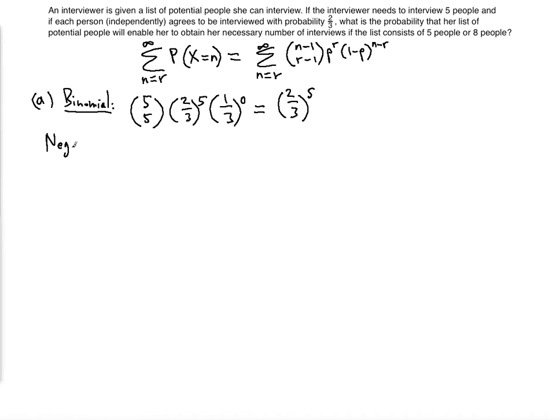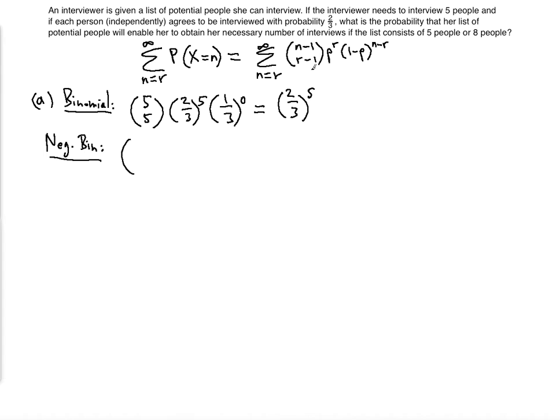Now the negative binomial, we're going to be using this part. But actually we don't need the summation, because we don't have many cases that we're going to add together. We don't have mutually exclusive cases. We only have one case. One case is that all 5 people must agree.